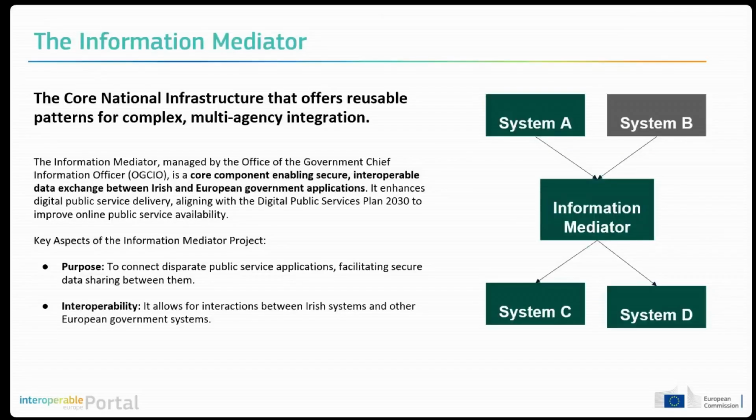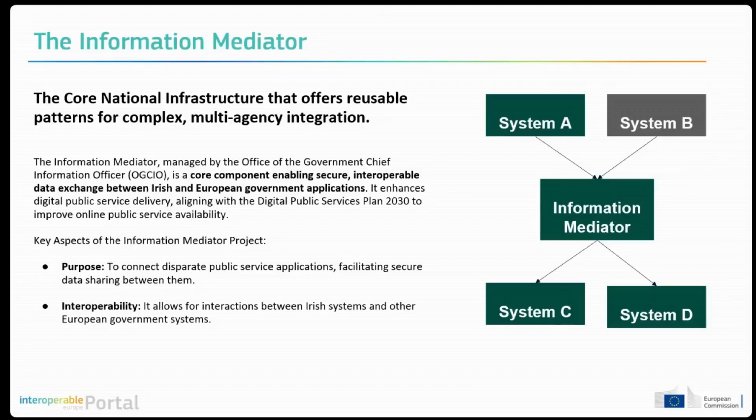So the Information Mediator is, I'd say, the brain, like the nervous system of the building blocks. Its goal is to be the core national infrastructure, offering these reusable patterns for multi-agency integration. So basically, if you see on the right, we have this very simple chart flow. System A needs to connect to system D. We're talking about two entirely different departments, right?